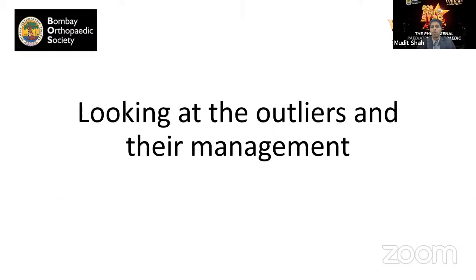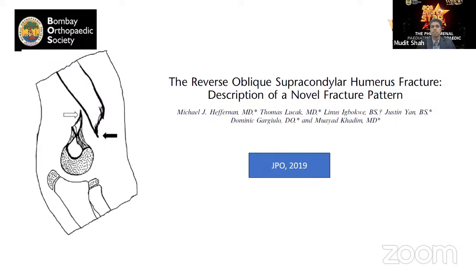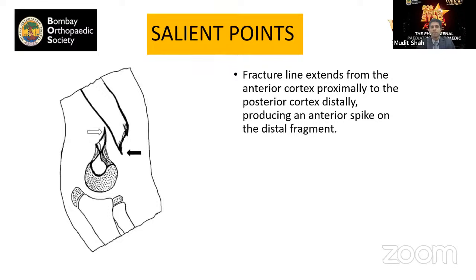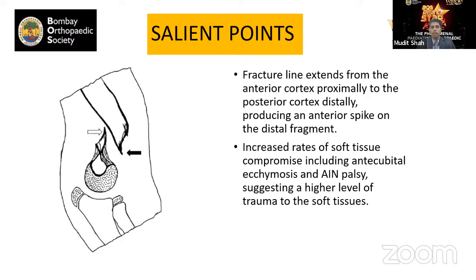Now, we are going to see some outliers which are very important to diagnose on x-rays so that we can manage them better and quicker. So the reverse oblique was one of the most important outliers described in JPO 2019 by Hefferman et al. He said that the reverse oblique fractures are fractures which extend from the anterior cortex proximally to the posterior cortex distally, producing an anterior spike on the distal fragment. These are associated with a lot of soft tissue issues like ecchymosis and AIN palsy, suggesting a high energy trauma.